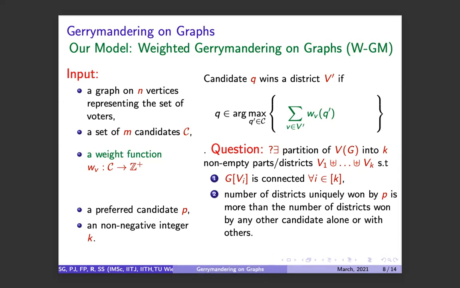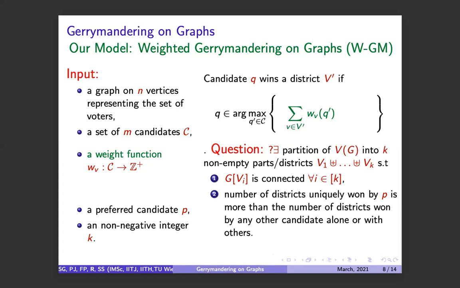You can get an instance of the previous model, which we will refer to as GM, from this model, which we call weighted gerrymandering, WGM. To get the previous model, you set this value to be 1 for just one candidate, the candidate that you approve, and 0 for everybody else. This gives you the previous model that we were looking at.